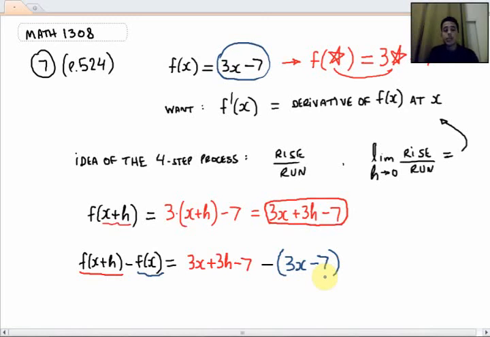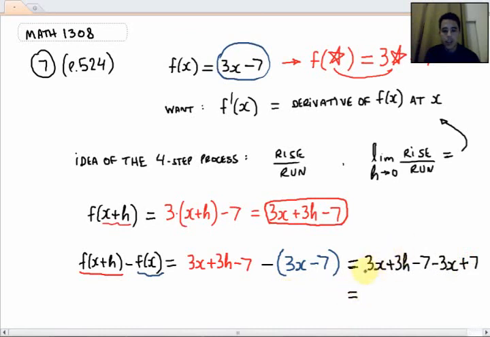If you don't put parentheses, then we're going to think that this will be minus just the minus 3x, and we don't minus the negative 7, but we have to. All right, so let's simplify this thing. So that's 3x plus 3h minus 7, right? That's the first part. And then minus 3x, and then minus 7, that's positive 7. Okay, we can simplify this a little bit more.